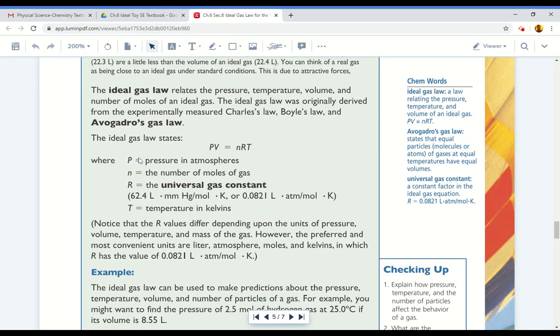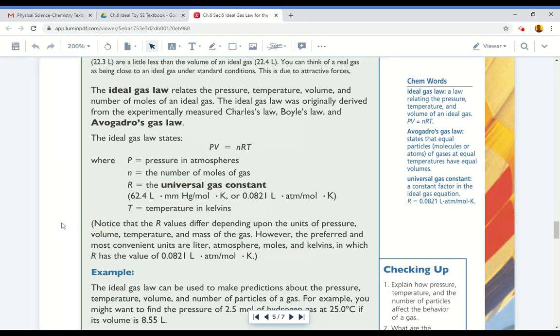P equals pressure in atmospheres, V equals volume, as we know, n equals the number of moles of gas, right here, R equals the universal gas constant, which is this, and T, as we know from the previous section, is temperature in kelvins, right there.